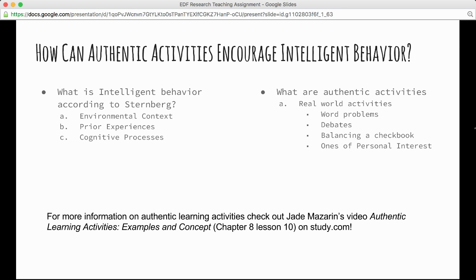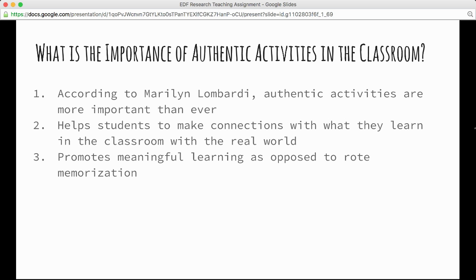Authentic activities can be defined as real-world activities. These are going to be things like word problems, debates. So with the political campaign coming up, this is a great way to enact a real-world activity, balancing a checkbook, or any activity that can really arouse a student's personal interest beyond the classroom. For more information on authentic learning activities, you can check out Jade Mazarin's video, Authentic Learning Activities, Examples and Concepts, again on study.com.